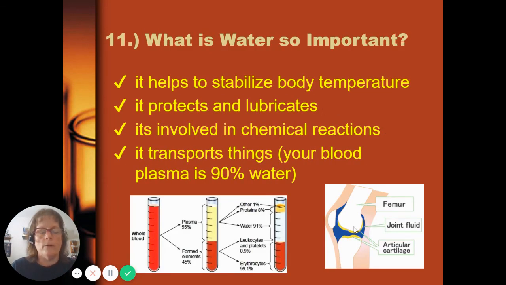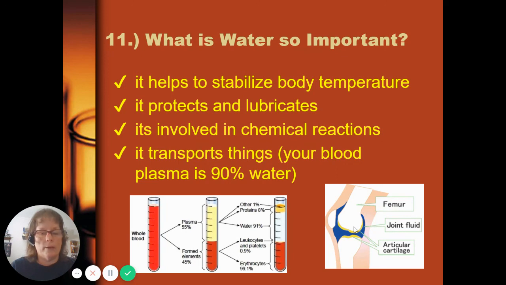All right, so water is another important compound to living things and humans. It's going to help with your body temperature. You guys already know the sweating. You sweat to cool your body. It does protect and lubricate. We talked a little bit in Unit 1 about how it's inside your body cavities and around different organs and stuff to help lubricate and protect.